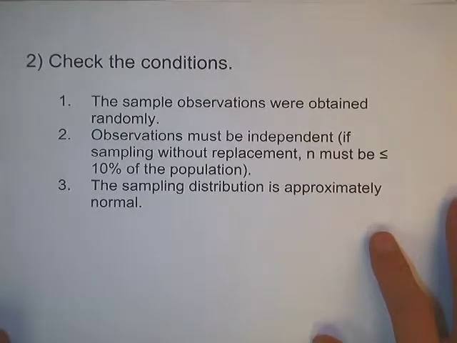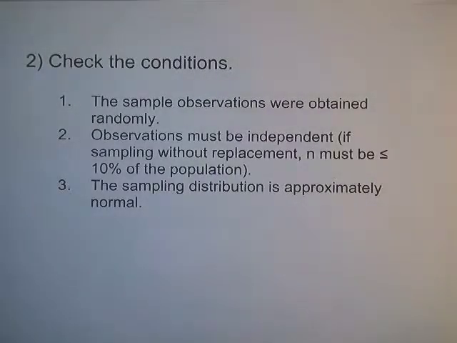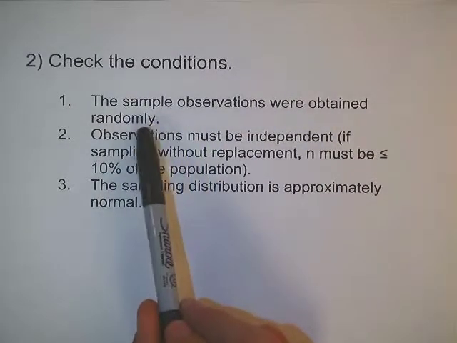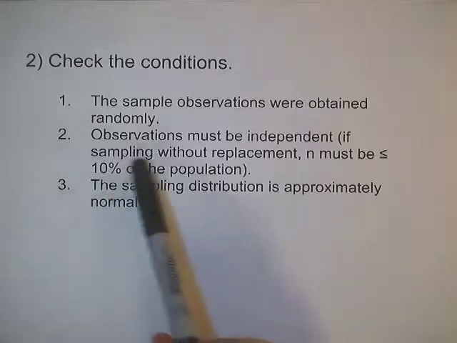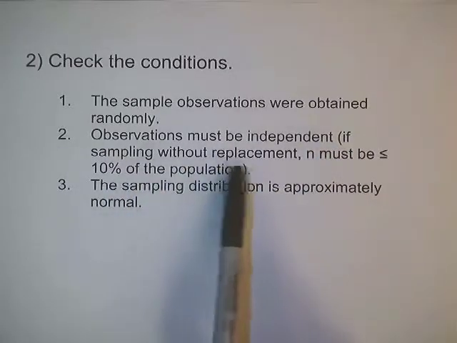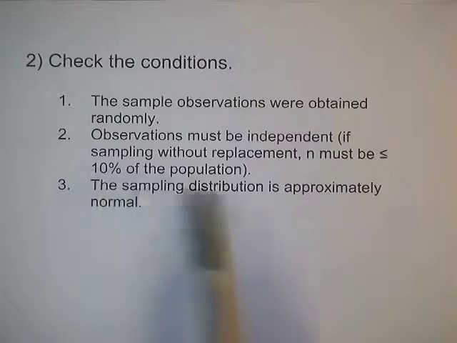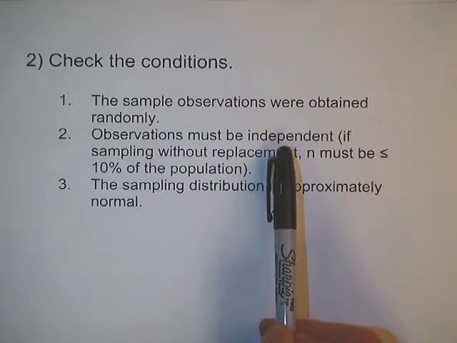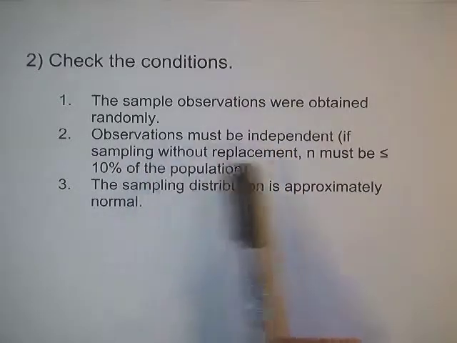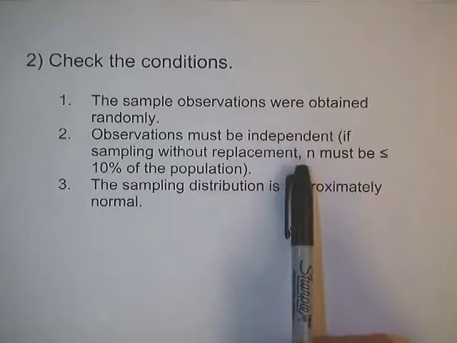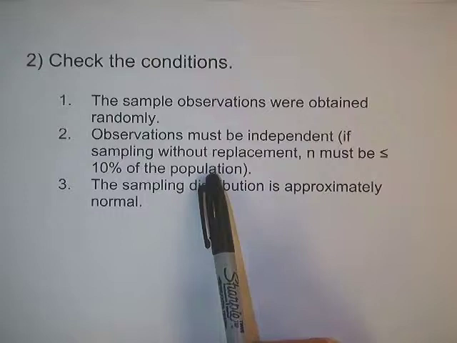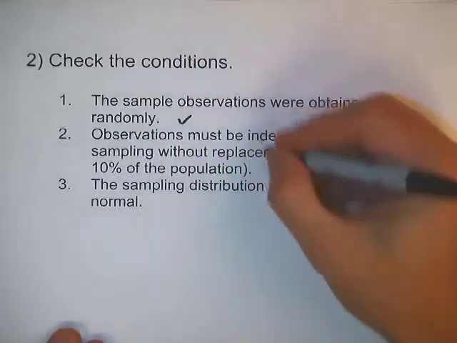Step two, I want to check the conditions. One, the sample observations were obtained randomly. In this case, we can assume that the phone calls that Rasmussen Reports made were random. Two, observations must be independent; if sampling without replacement, the sample must be less than or equal to 10% of the population. Although we can assume that the observations are probably pretty independent, we did sample without replacement. n in this case was 500, and 500 is certainly less than 10% of the population of Minnesota. So I'd say 1 and 2 are certainly satisfied.